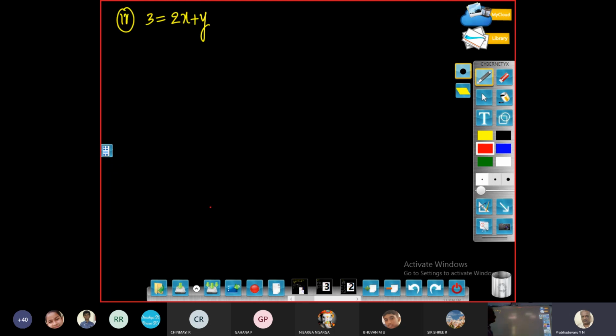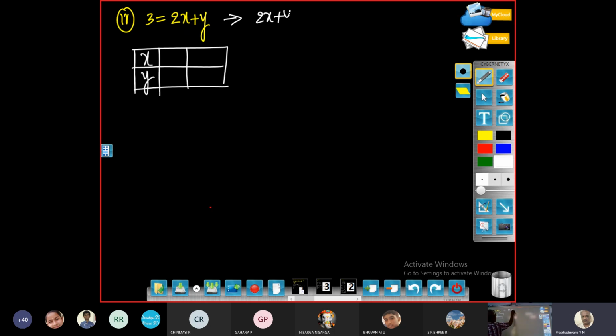This is the fourth equation. Now using this, first you draw a table using the variables x and y. Just 2 points are enough. Now give the values to x. Rewrite the given equation as 2x plus y is equal to 3. Change the left hand side and right hand sides.